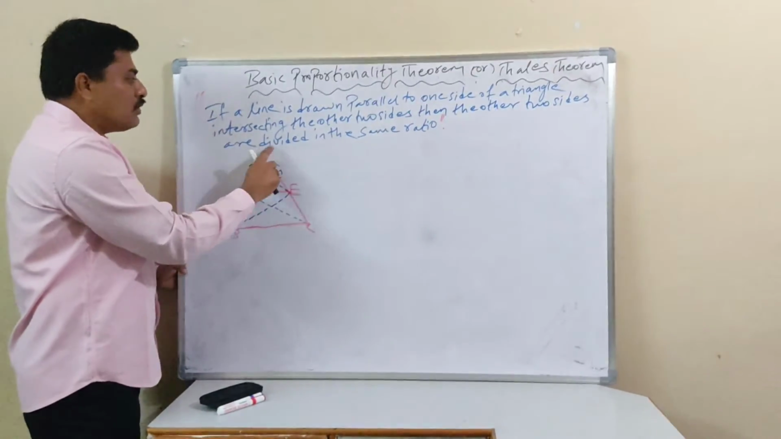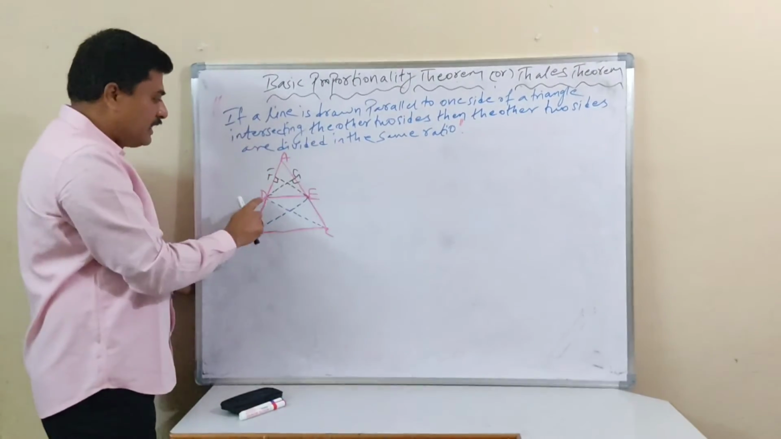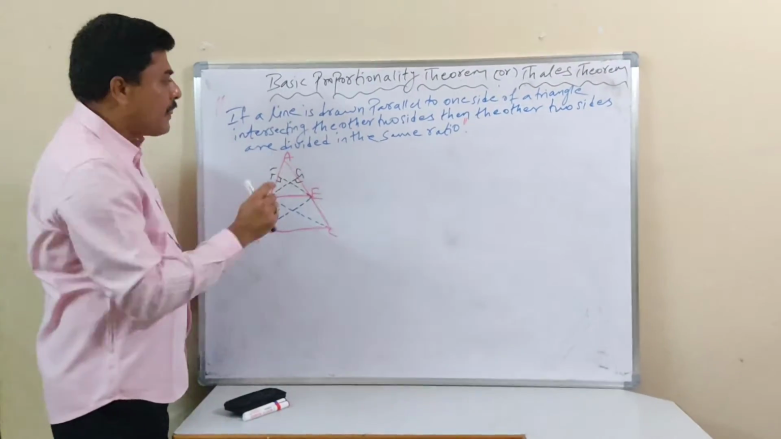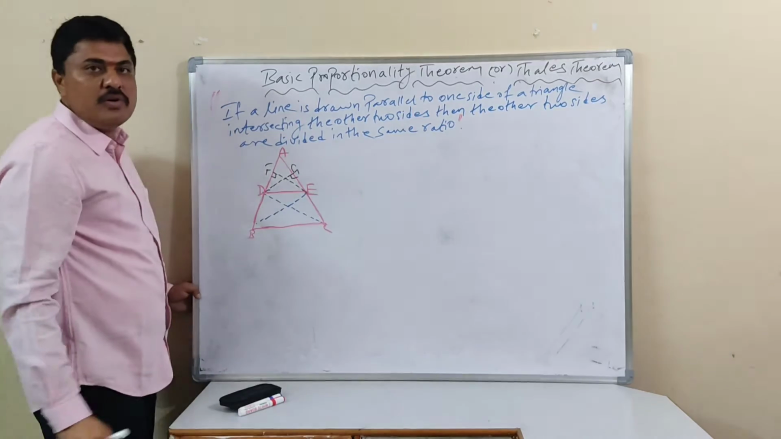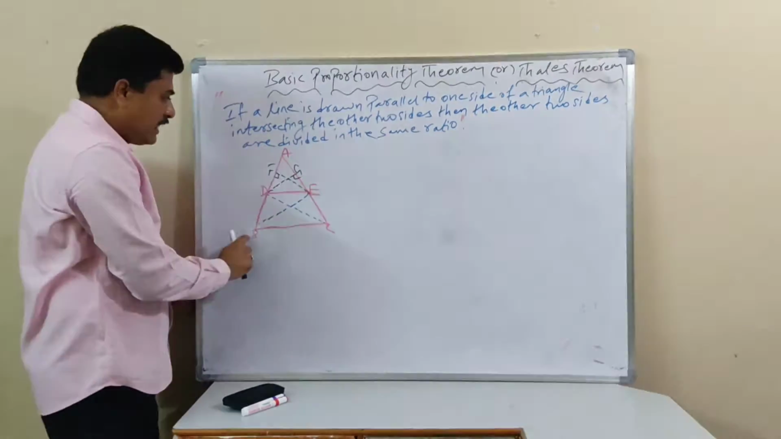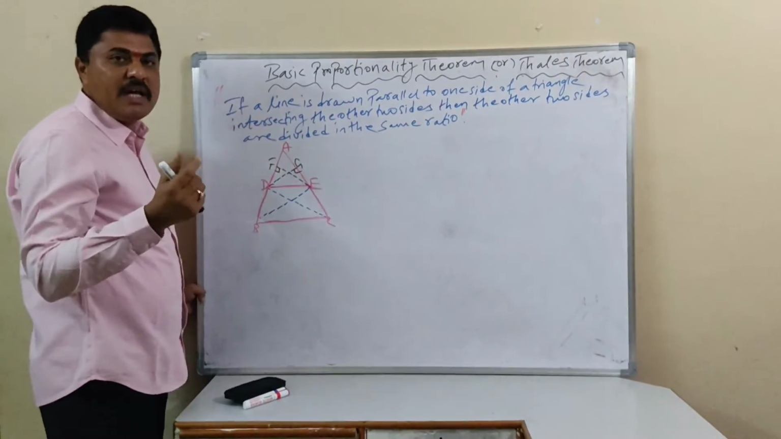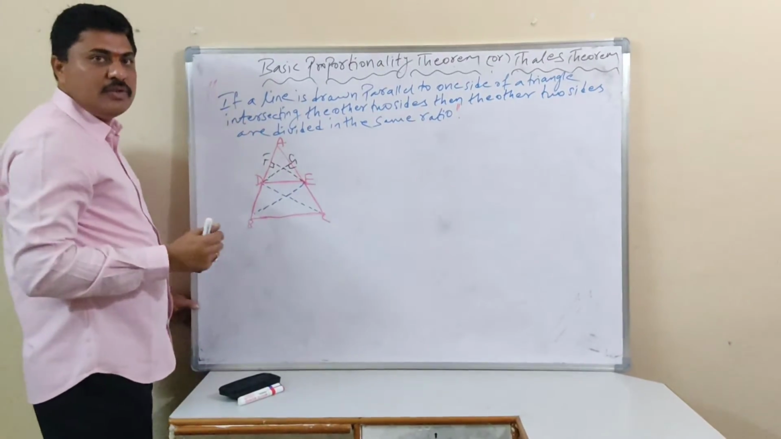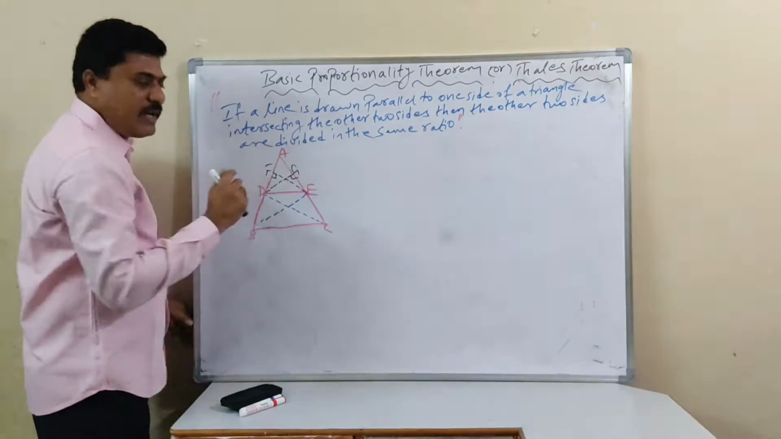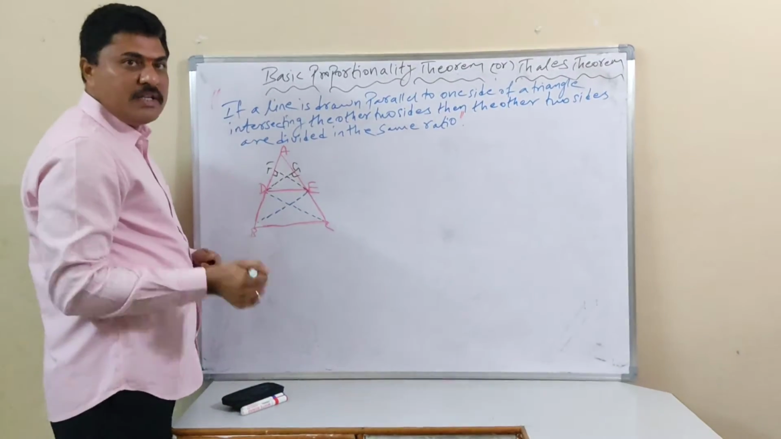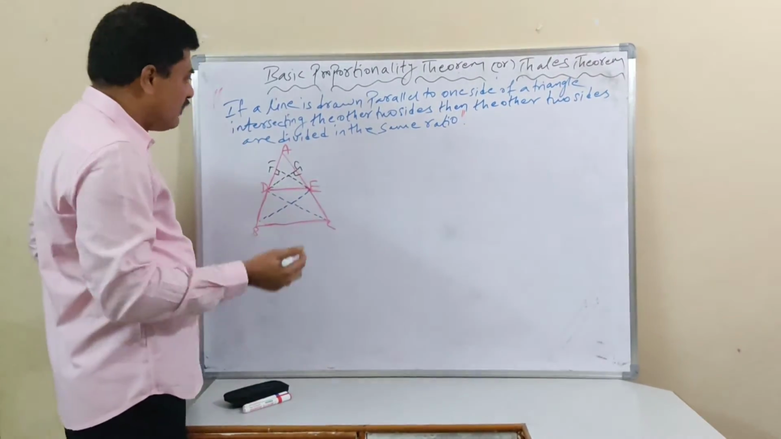Then, whenever it intersects at D and E, the other two sides are divided in the same ratio. What are the other two sides? AB and AC. They are divided in the same ratio, that is AD by DB is equal to AE by EC. So what is the ratio? How? Let us see now.